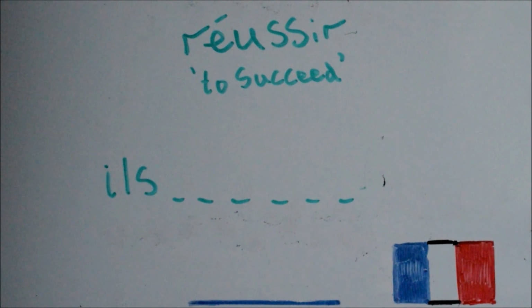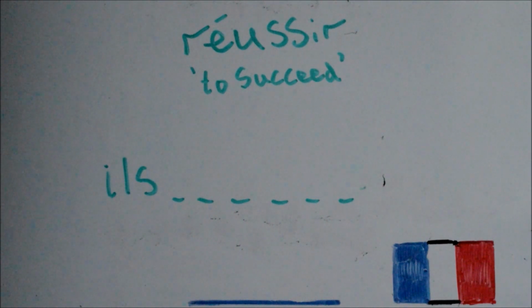Okay, so finally we have the verb réussir. This means to succeed. I want you to conjugate the verb into the present they form of the verb. I'm going to give you 10 seconds again. Are you done? Okay, we'll go through it now.